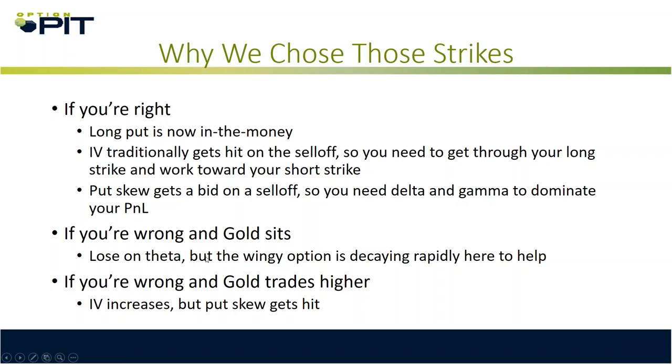If you're long GLD, I mean, you're going to lose on theta, but the wingy option is decaying a little more rapidly here to help. Now, I don't want to really call it too wingy because it's still only half a standard deviation out of the money, but it is a little bit wingier. And that option is a little faster than the at the money. If you're wrong and gold trades higher, implied vol increases. That helps you. That keeps you a little bit more in the game.